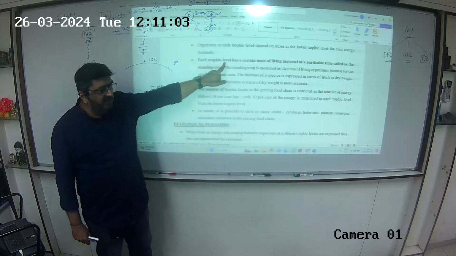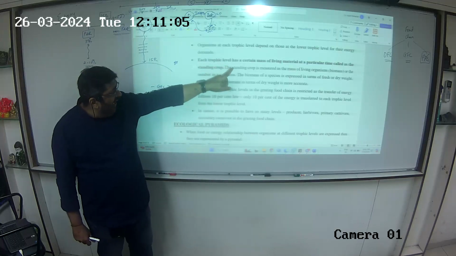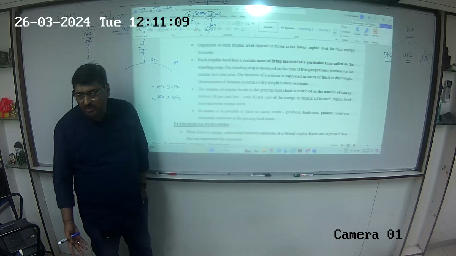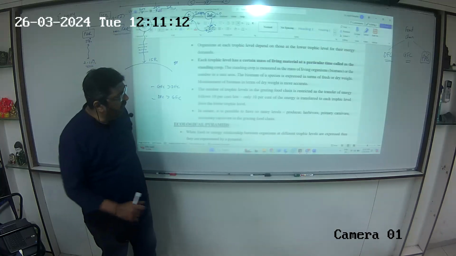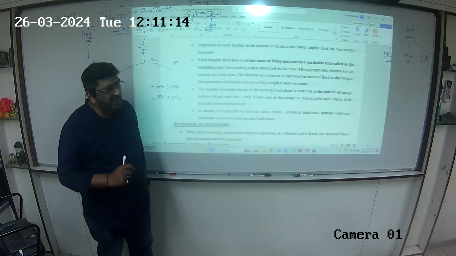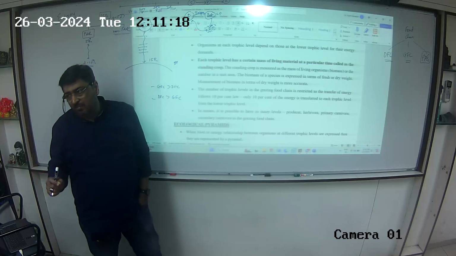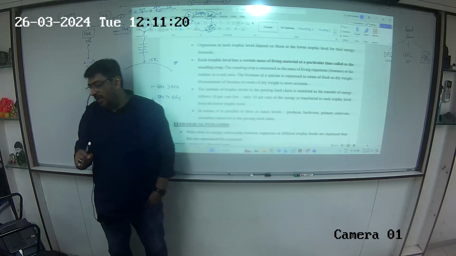Each trophic level has a certain mass of living material. What is a certain mass of living material? Biomass. Biomass at a particular time is called the standing crop. Please, here of paramount importance is at a particular time. At a particular time.